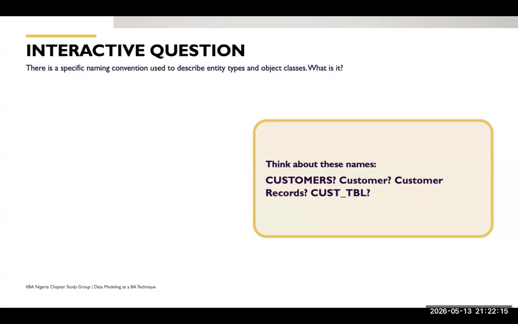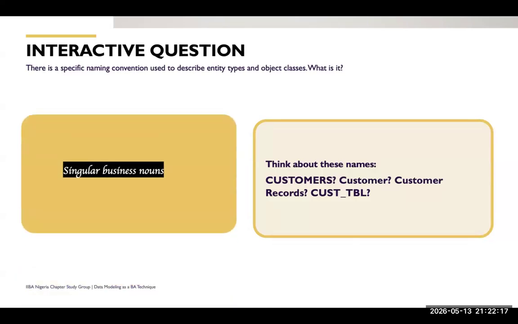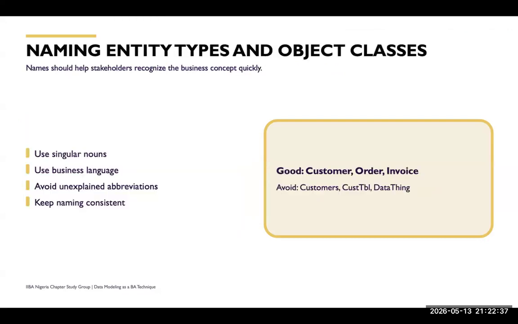That is it. It's a singular business noun. So the convention we want is always singular nouns written in business language with consistent naming across the model, right? It's always a singular noun written in the business language, validated with the stakeholders, consistent across the model.